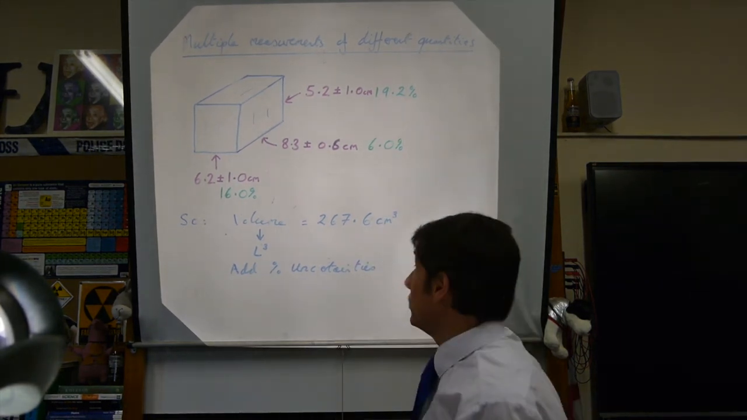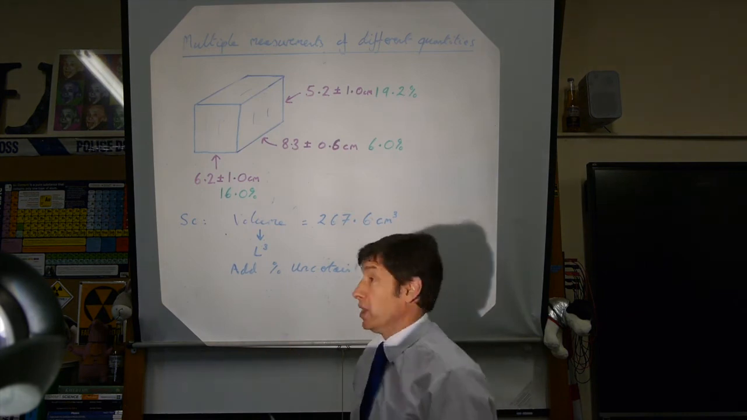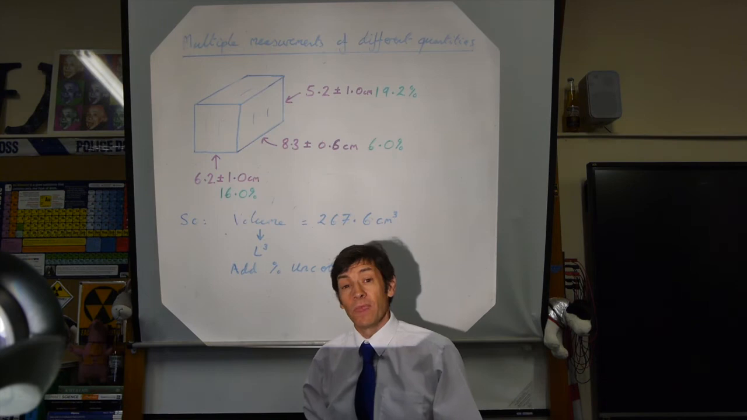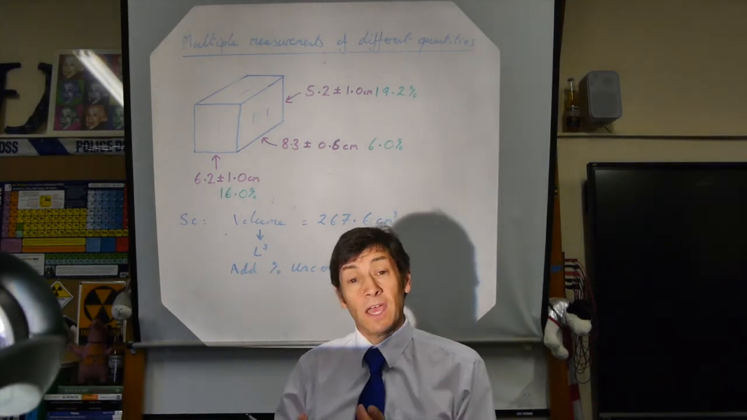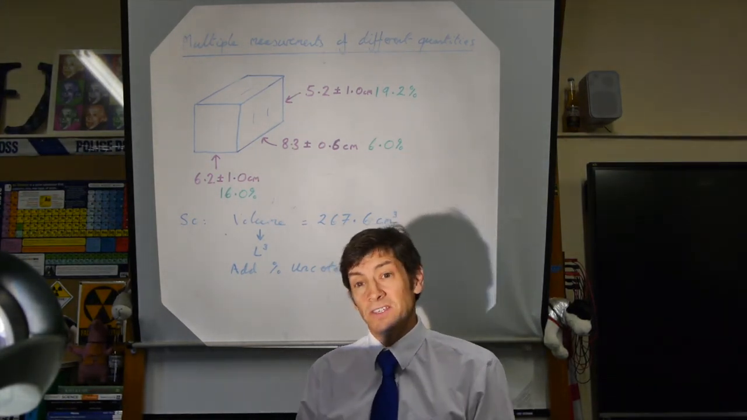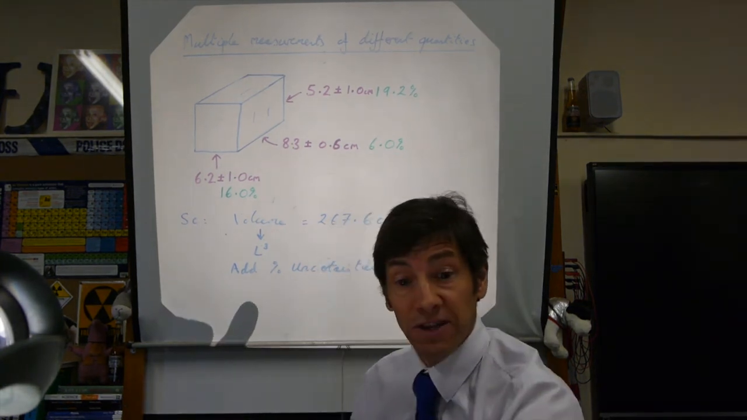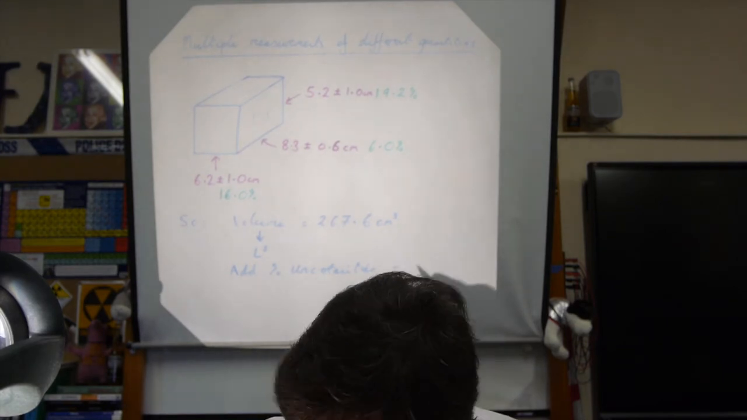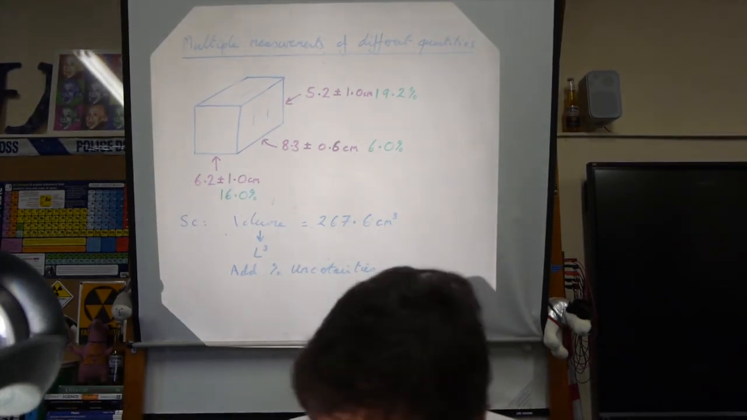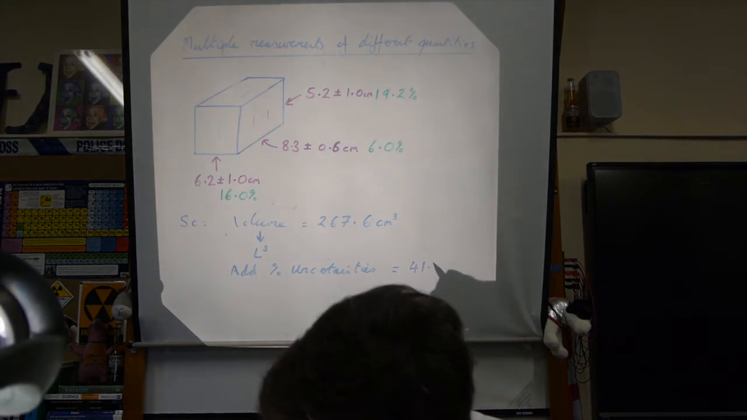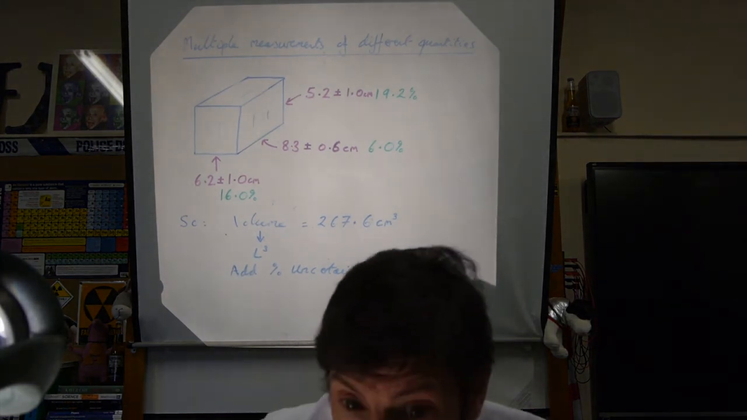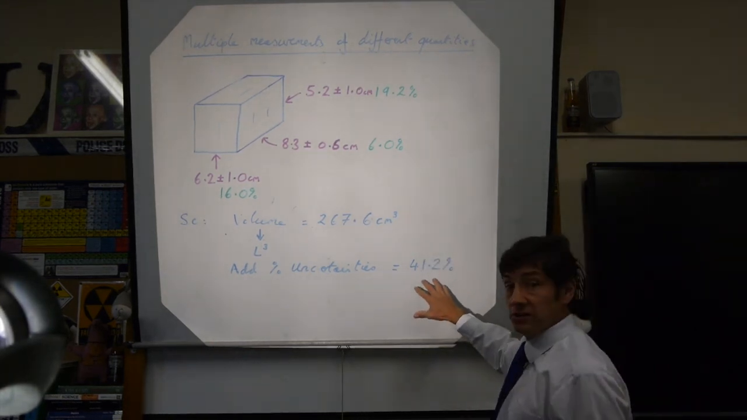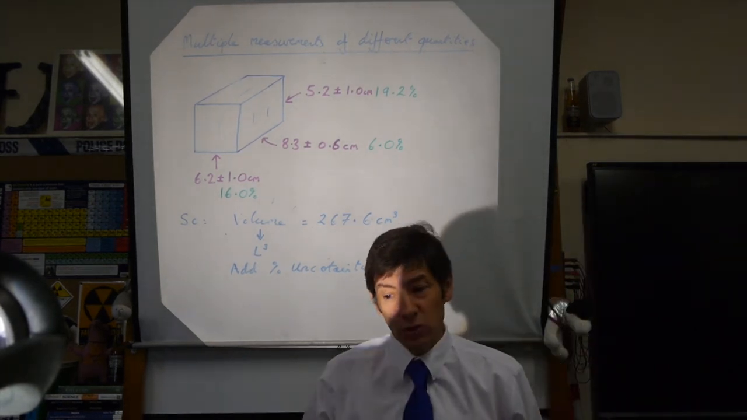Now, what's really important is you don't add the absolute uncertainties. You can't add centimetre to centimetre to centimetre, because if you did, in this case, you'd get units of centimetres and not centimetres cubed. So take the percentage uncertainties, add them together, and you should get an uncertainty here of 41.2%. Okay, so that's a huge uncertainty. And now you can work backwards.